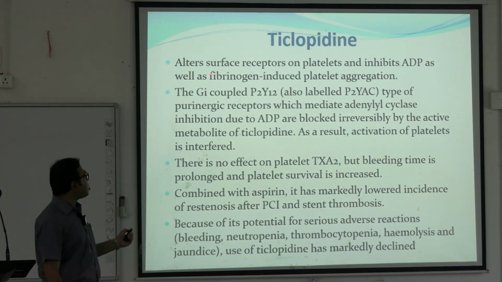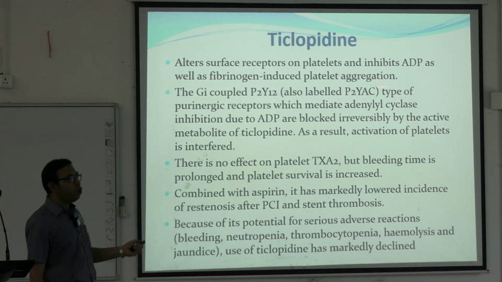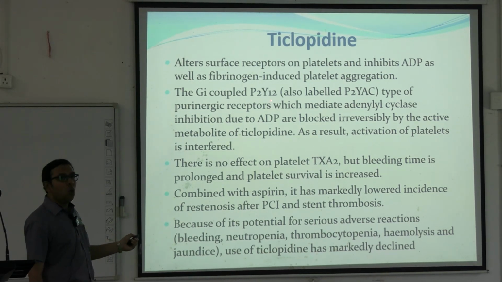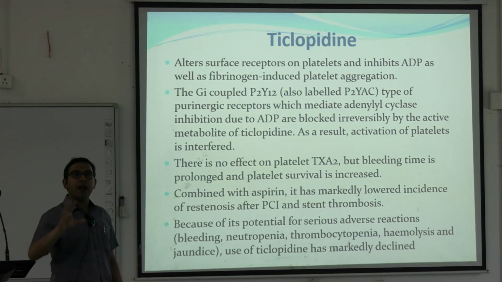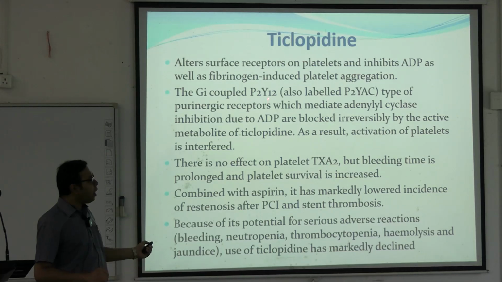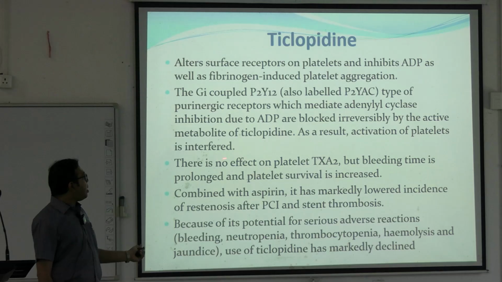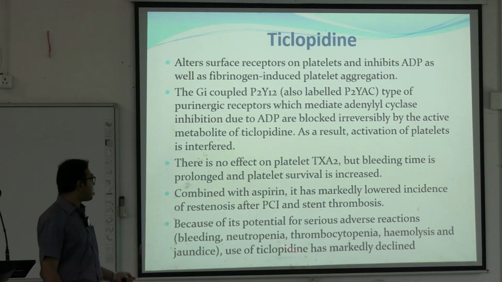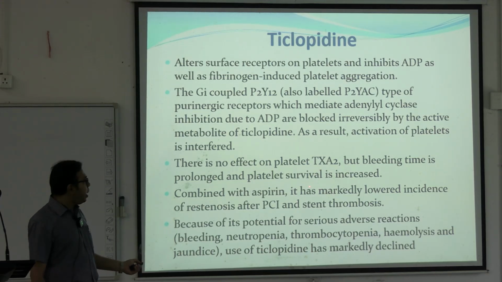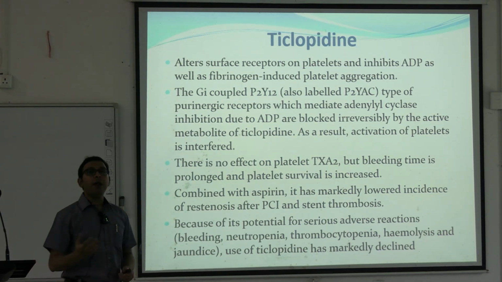Ticlopidine is a newer one that alters the surface receptors on platelets, inhibits ADP as well as fibrinogen-induced platelet aggregation. So P2Y12, this is a receptor on which the ADP acts and ultimately platelet adhesion and aggregation happens. So basically they act on these purinergic receptors and block this. So there is no effect on platelet thromboxane A2, but bleeding time is prolonged and platelet survival is increased. It can again be combined with aspirin, markedly lowering the incidence of restenosis after PCI, that is the coronary angioplasty, and stent thrombosis.